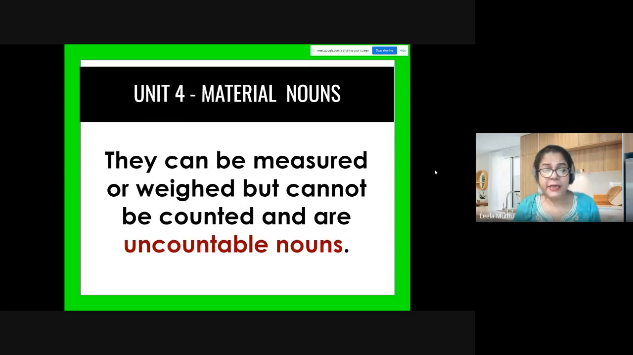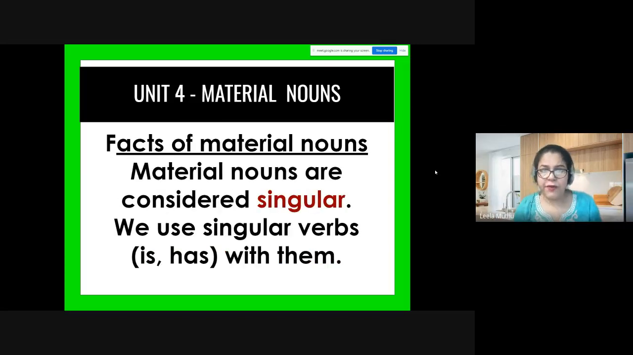So these material nouns are uncountable nouns. They can be weighed, they can be measured, but they cannot be counted. You can count things made of gold or silver or clay or plastic, but you cannot count gold, unless it's gold objects. You cannot count plastic unless it's plastic objects. So remember, all material nouns are uncountable nouns. All right.